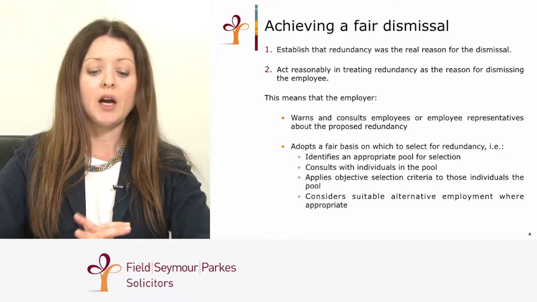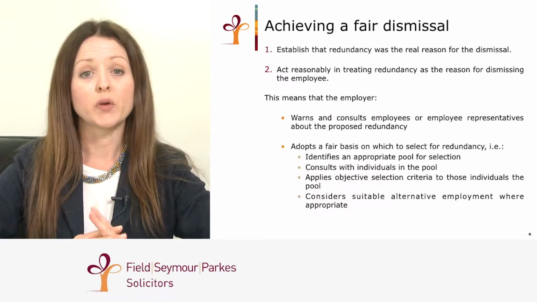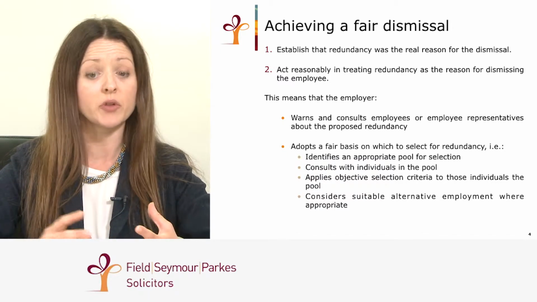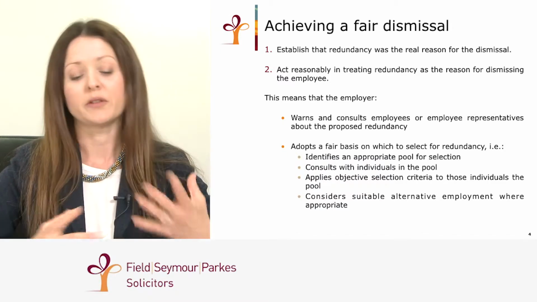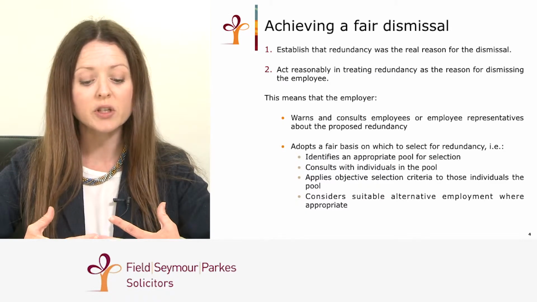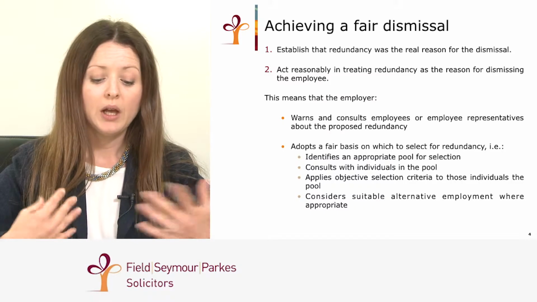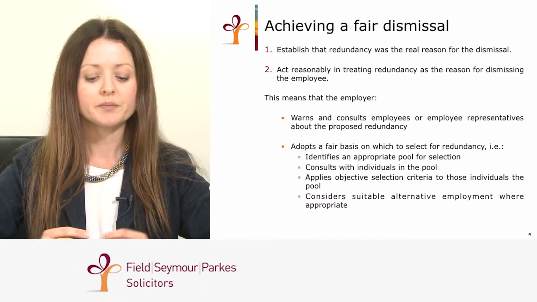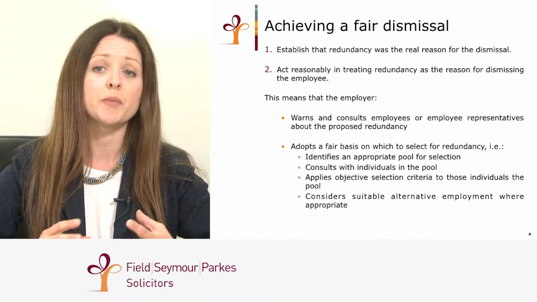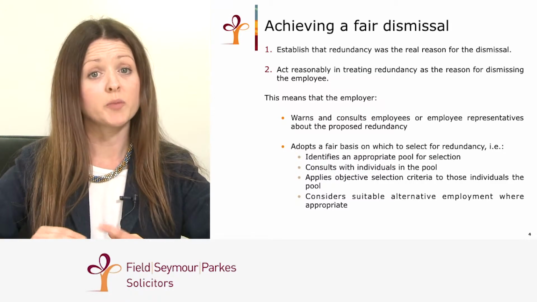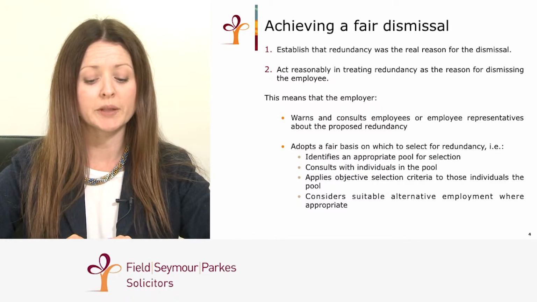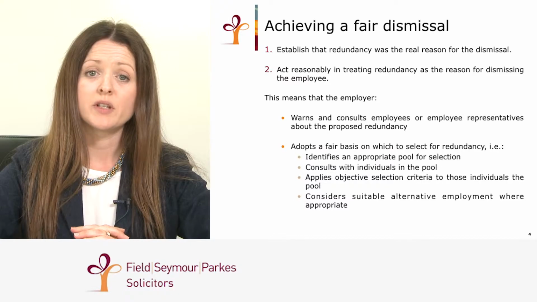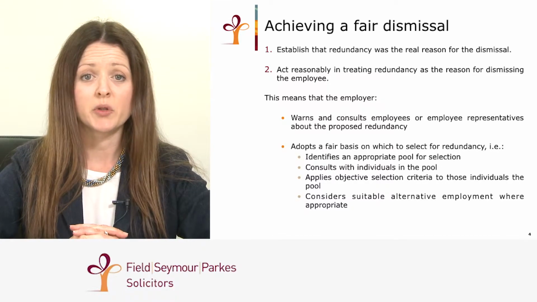Now, this will mean that you must warn and consult the employee about the proposed redundancy. You must adopt a fair basis on which to select anybody for redundancy. So you obviously have to identify an appropriate pool for selection. You'll have to consult with the individuals in that pool, and you'll have to apply objective selection criteria to those individuals. The next thing you must do is consider suitable alternative employment. Now, that's actually something that I'm going to cover in the third part of this seminar, which is going to be a separate recording. If any of the steps that I've just mentioned are missed, it is very likely that your redundancy will be found unfair if it ended up in a tribunal.